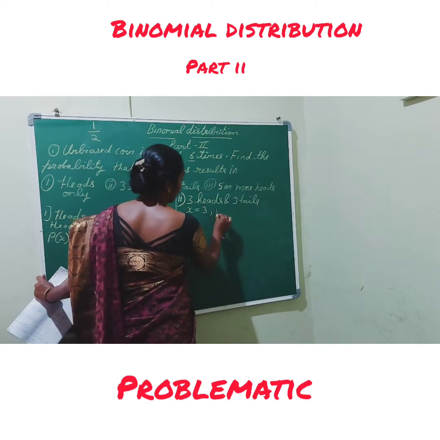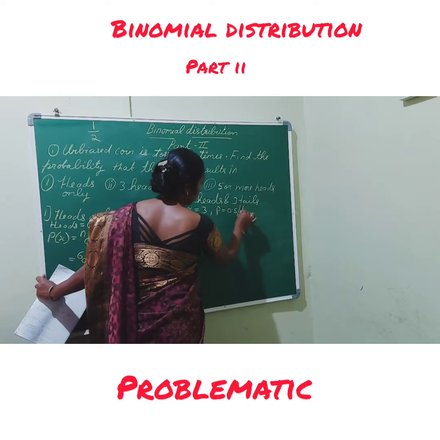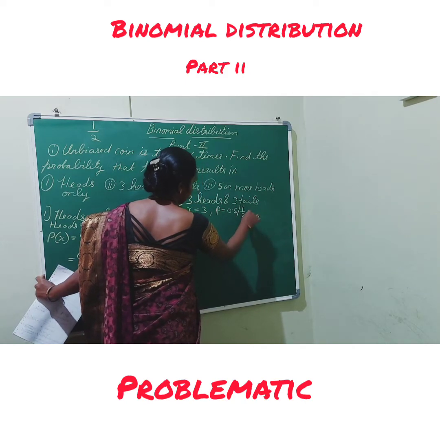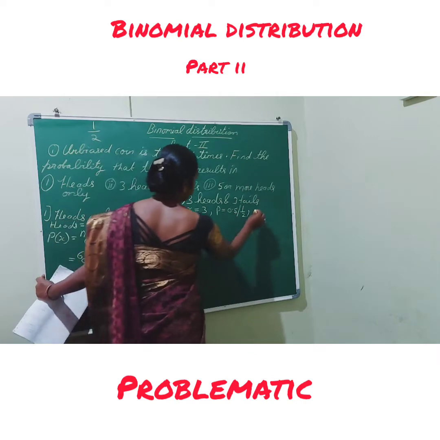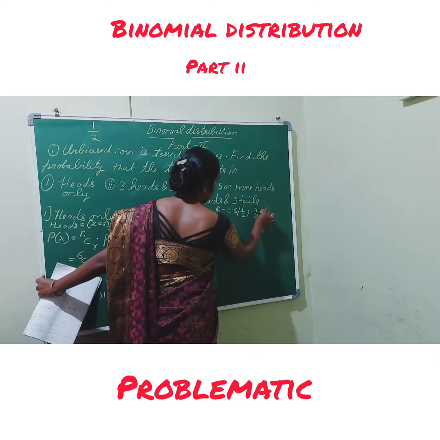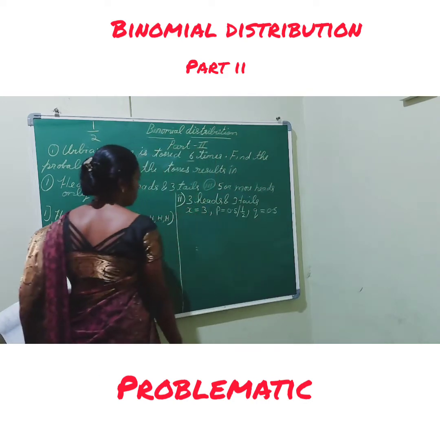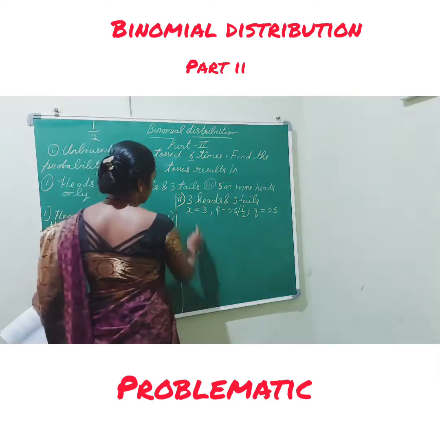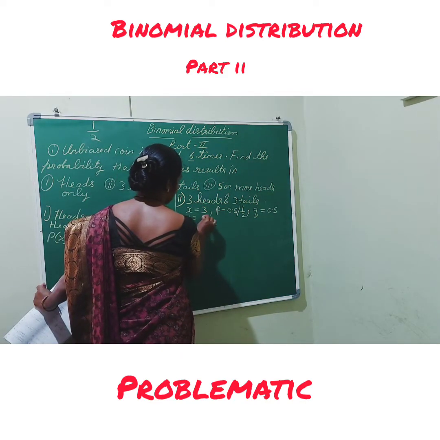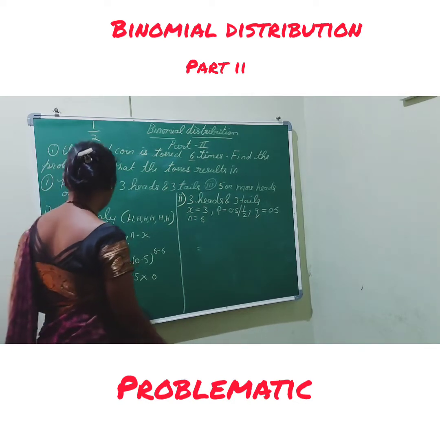Okay. P value is nothing but 0.5, or 1 divided by 2. And then Q value is again the same. 1 minus P, we do, it is nothing but 0.5. And n in this problem is what now? n is again equal to 6. n will always be the same, 6 times. Okay. So now again I substitute.